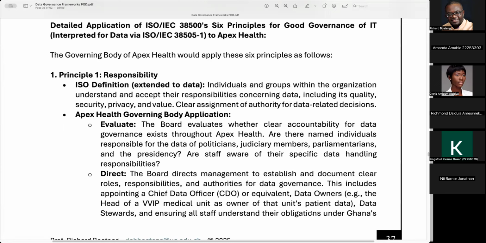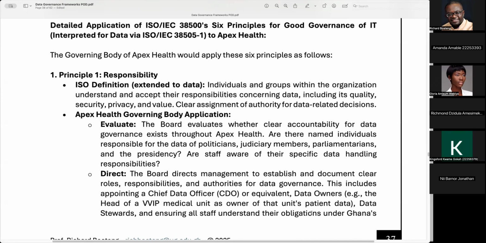They assess whether the existing data strategy adequately addresses the unique risks and requirements associated with their clientele and considers future data needs. They then direct management to develop and maintain a formal data strategy that is explicitly aligned with the hospital's overall strategic objectives, clearly prioritizing security, confidentiality, integrity, availability, and full Act 843 compliance.